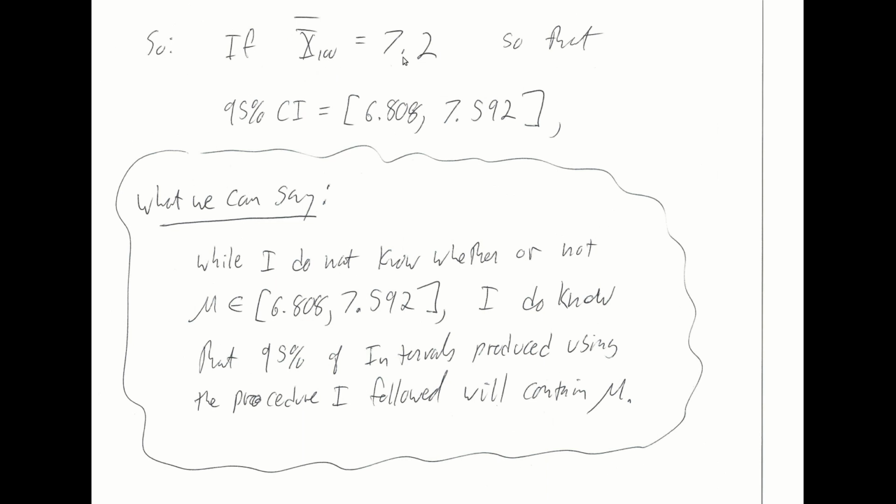When you find a particular sample mean and generate your confidence interval, a correct interpretation is that you do not know whether or not mu is in this confidence interval that you created, but you do know that 95% of all intervals produced using this method will contain population mean mu. So it's another way to think about it.